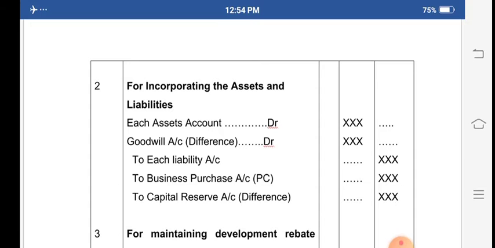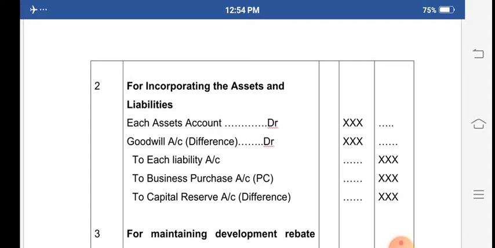Goodwill account: is there any difference? The difference is between the purchase consideration and the net assets. Suppose there are two companies, A company and B company, and B company takes over A company. B company is ready to give the agreed value to A company, so this is the purchase consideration.